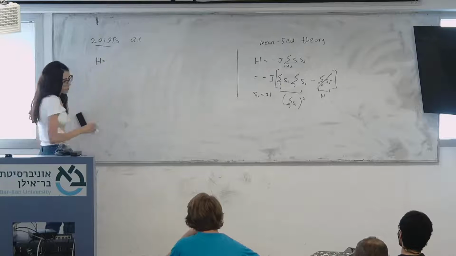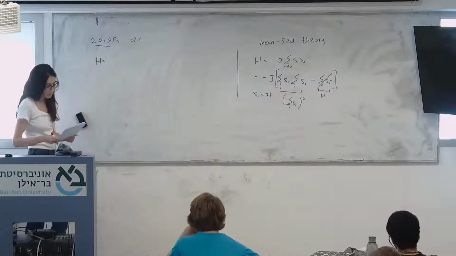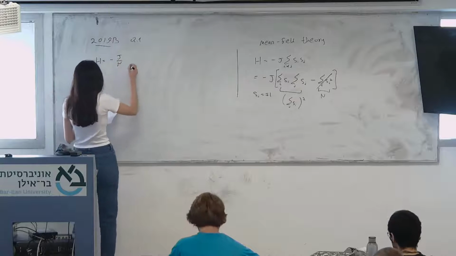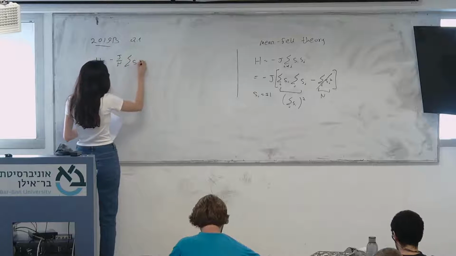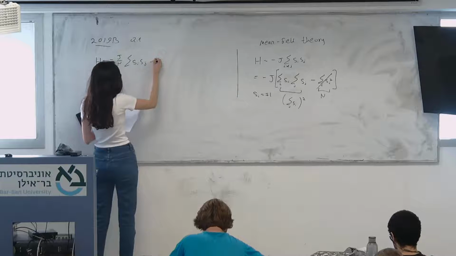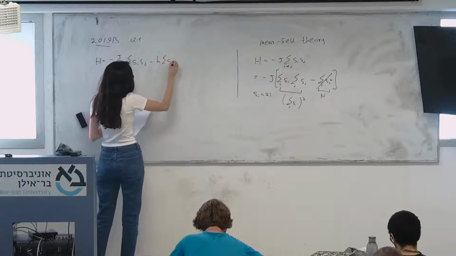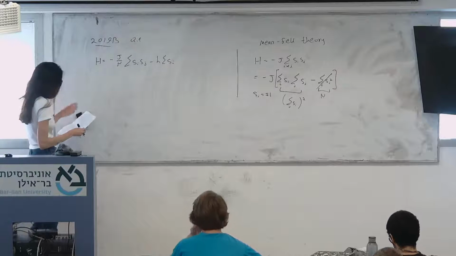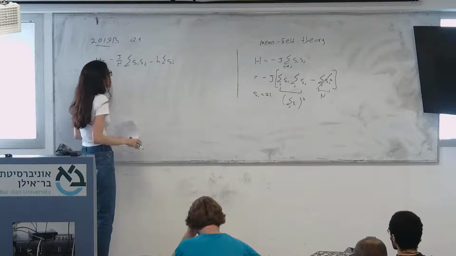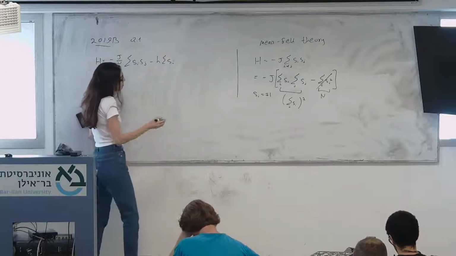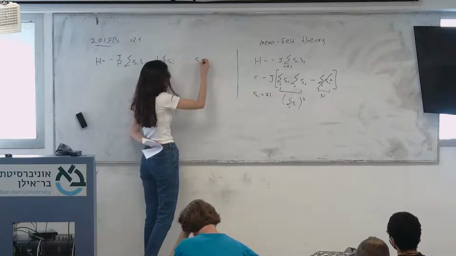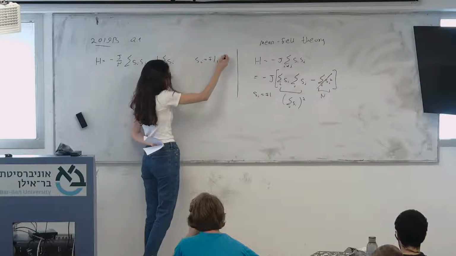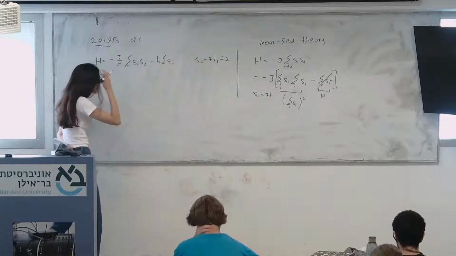We have a given Hamiltonian, minus J over N, sum of Si Sj, and also some external magnetic field. But now the question says that Si can be equal to either plus minus 1 or plus minus 2.